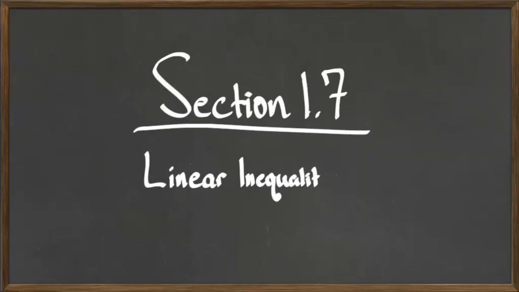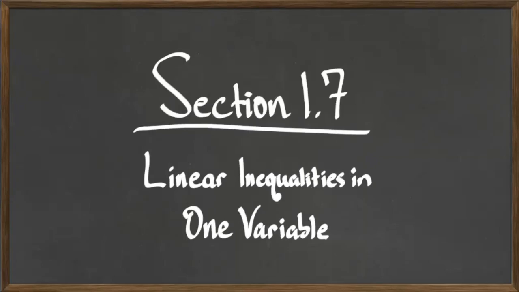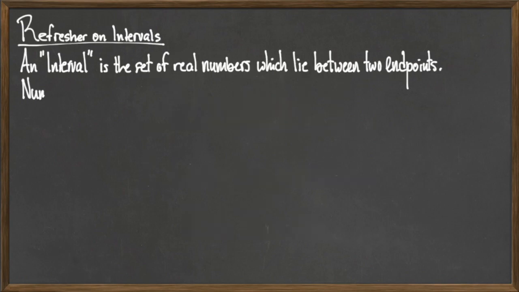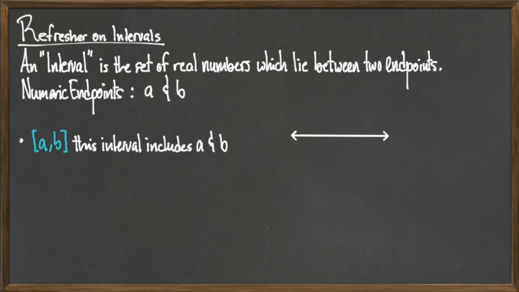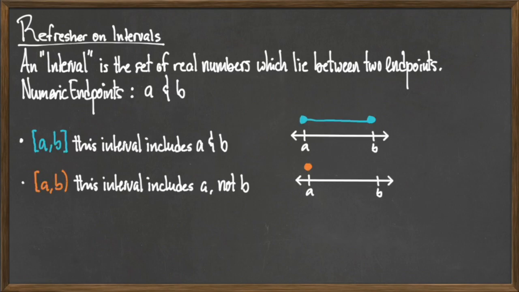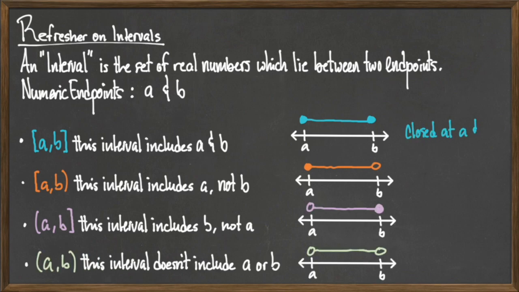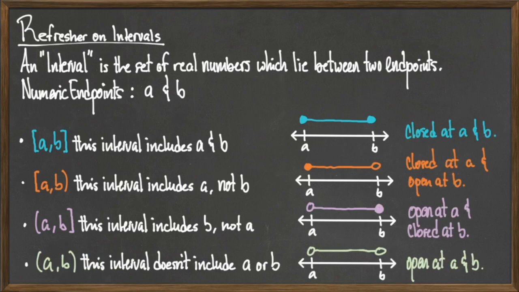Now that we've talked about linear equations, we're going to talk about linear inequalities in one variable. We assume that the viewer has some familiarity with intervals and interval notation, but really quickly we'll give you a quick refresher slide. So intervals from a to b are just going to be the sets that contain all numbers from a to b, and we're going to use either square brackets or open brackets to indicate whether or not those endpoints are actually included.